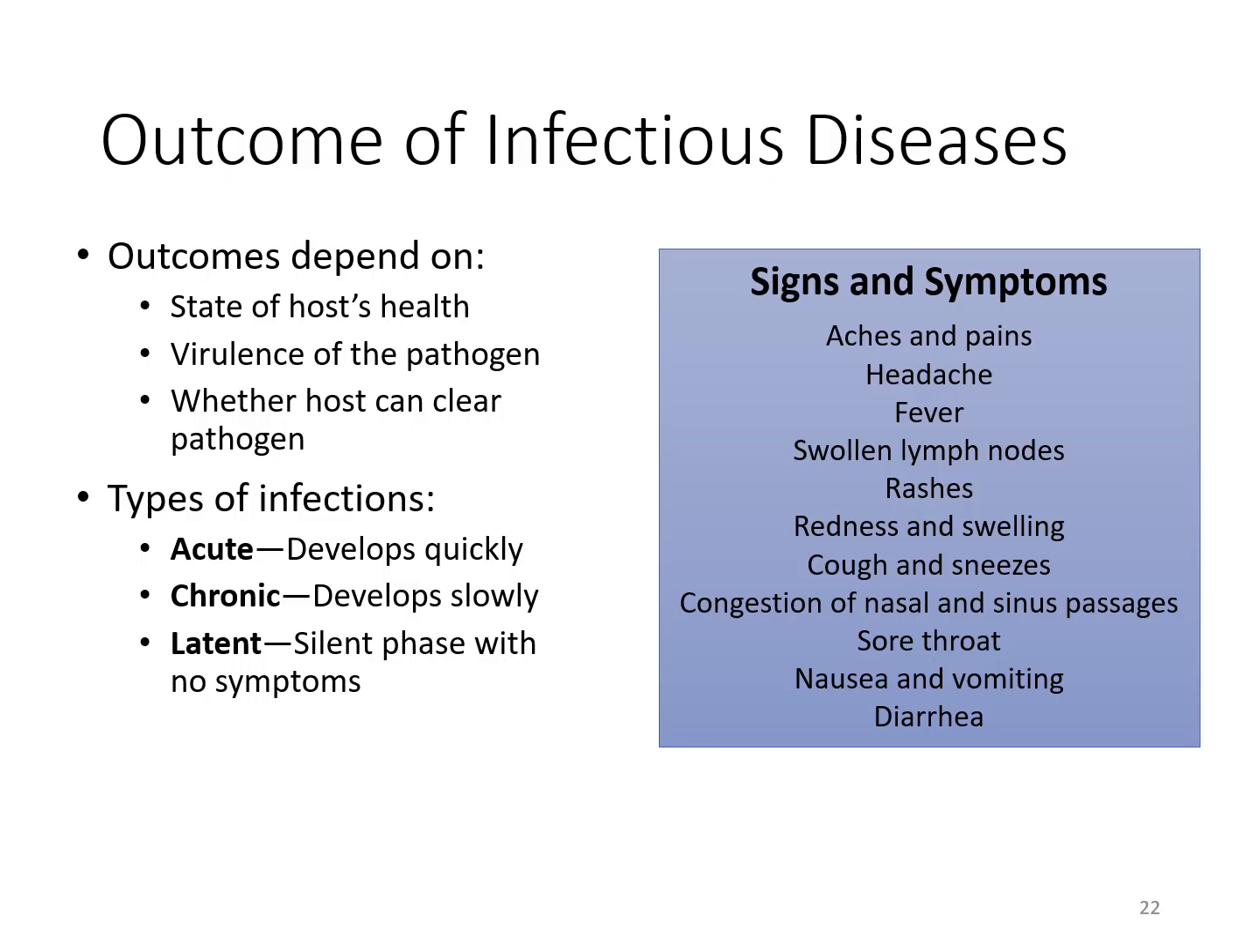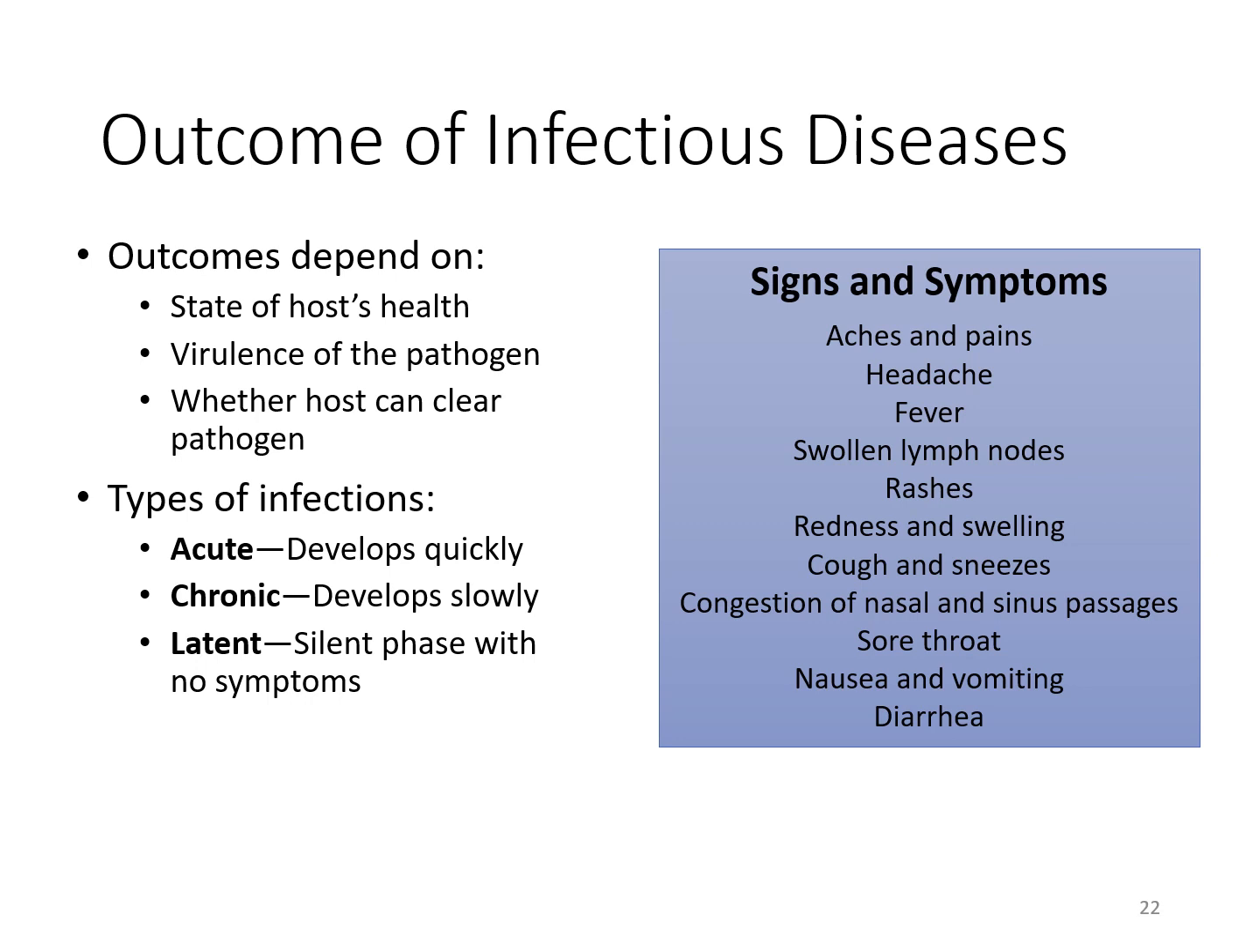So the outcome of a patient with any sort of infectious organism will depend on a couple of different things. The state of the host's health, so how their immune system is, how it responds, their overall general health, the virulence of the particular pathogen that is the cause of the infection, and whether or not the host can actually clear that pathogen. And so you do have three types of infection. You have an acute infection, which develops very quickly. Chronic infections develop slower, usually over an extended period of time. And you also have latent infections in which the organism can actually go into a silent type phase where you don't have any sort of symptoms that present.